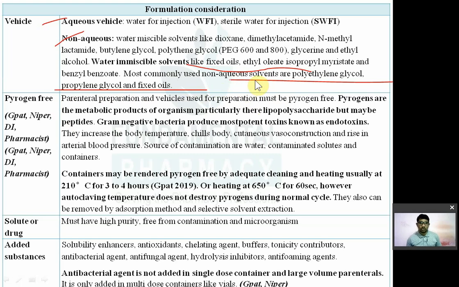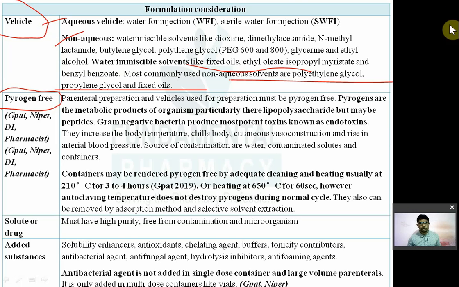So your drug should have certain properties. Okay. Then after that, your vehicle should have certain properties. Vehicle के ऊपर पूरा एक lecture हो सकता है. Then third formulation consideration is pyrogen free. So your injection must be pyrogen free. So what are the pyrogens? Your parenteral preparation and the vehicle used for making injection, both should be free from pyrogens.